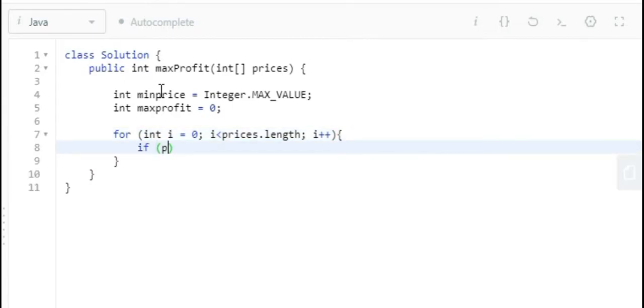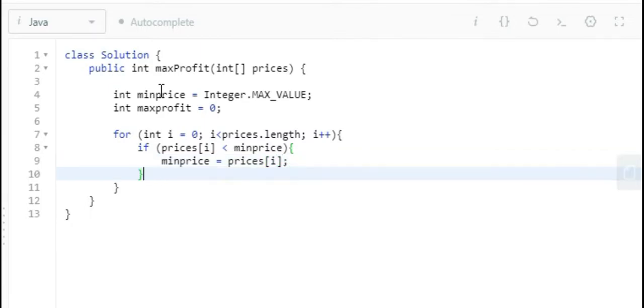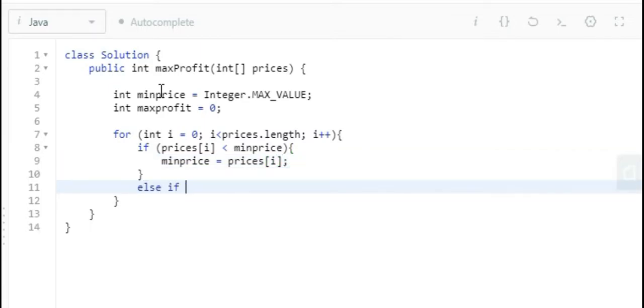Now we'll write an if condition to find our minimum cost price. Just compare every price in the array with the min price. If it's less, just update min price. In the else if condition, we'll calculate the profit. Profit is calculated by selling price minus cost price, and we check if that value is greater than our max profit. If so, update the max profit.